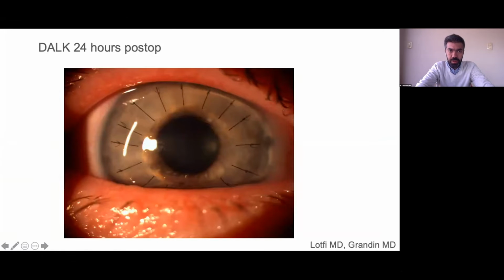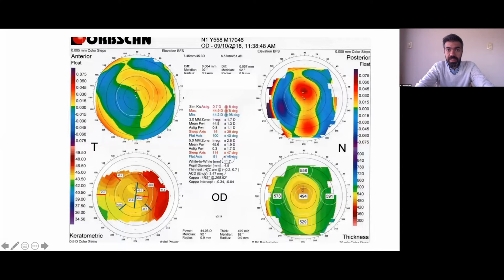Here's a picture of a 24-hour corneal DALK performed by Dr. Lotfi and Dr. Grandin. It's beautiful, and you can see there's no inflammation. It's a safe technique. And here you have the results after 1 year and after the stitches removal, almost with no astigmatism in the residual refraction.